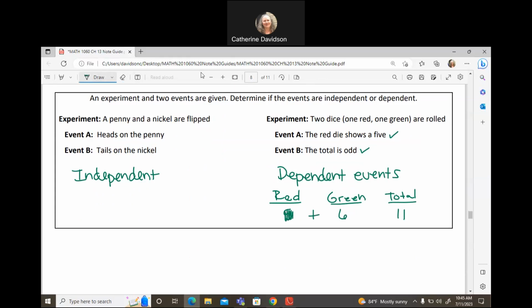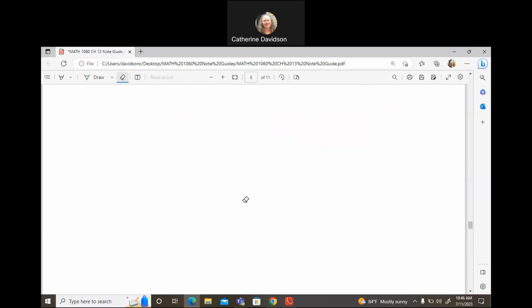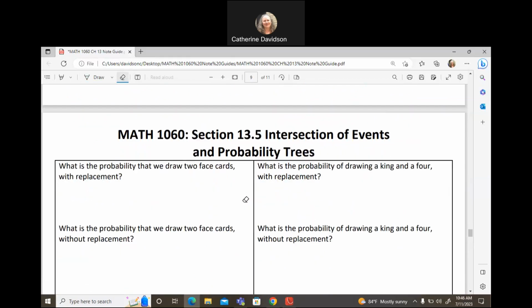So the red has to be 1, 3, or 5 if the green is an even. Okay, so we have to have an odd and an even. So if we didn't roll an odd number on the red and we had a 6 on the green, then the total would be even. So one does affect the other. It affects the total. So those are dependent events. I believe that's all we have for section 13.4.